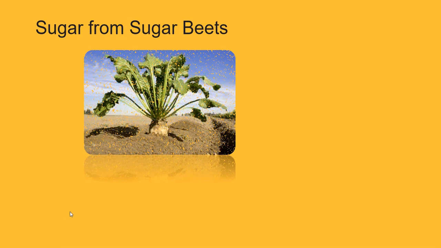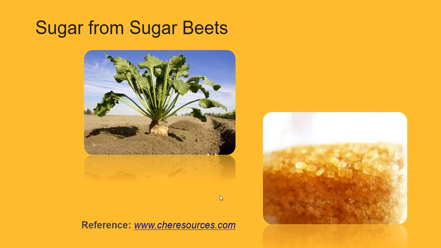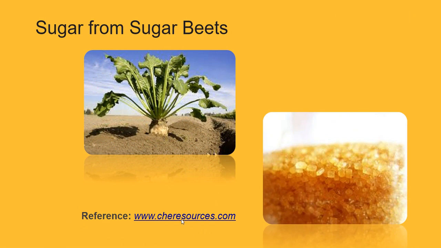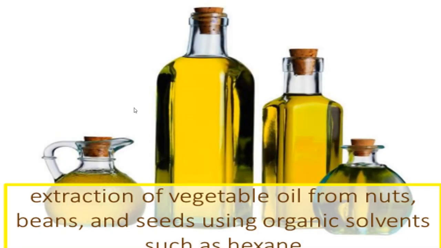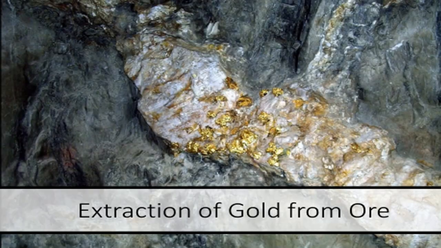Now, let's go to each one. So the sugar beets, the sample is the sugar beets. From the CHE resources, your recovery of the sugar from this plant is one application of leaching. Another one is the extraction of vegetable oil from nuts, beans, and seeds using organic solvents such as hexane. So again, this is a sample of leaching. And then we have the extraction of gold from ore.